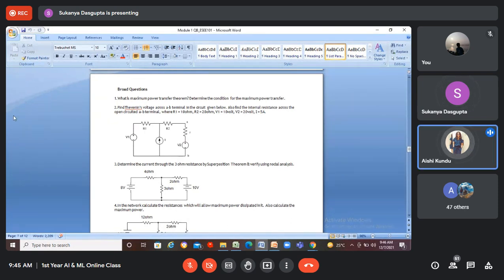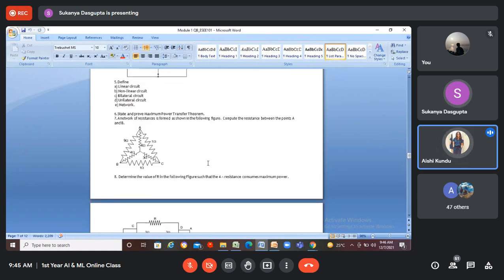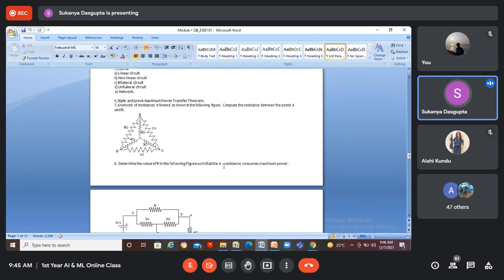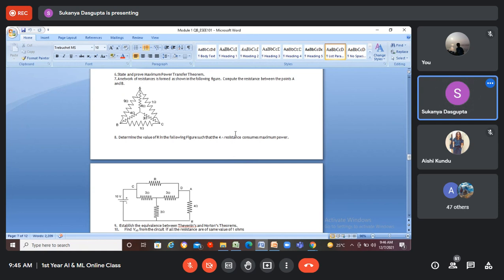Okay, then fine. Question number 7 and 8 have a problem. In 7, the figure is not given. This is the figure. And then question number 8. See, this will actually be 4 ohm. The symbol ohm is not the correct symbol. After 4, this should be ohm. And then question number 13.